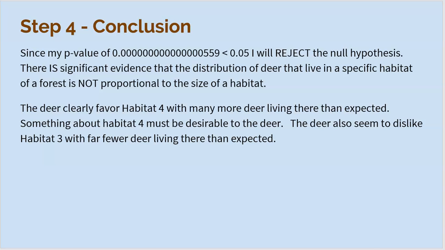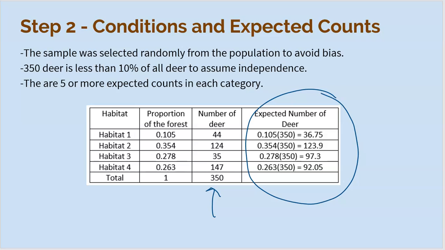If you go back and look at the numbers, deer clearly favor habitat 4, with many more deer living there than was expected. Something about habitat 4 must be desirable to the deer. Maybe there's a good source of food there or a stream with fresh water. The deer also seem to dislike habitat 3 with far fewer deer living there than expected. Maybe habitat 3 just had a big fire and there's not anywhere nice to live, no place to take cover. There's a big forest fire there. Who knows? But if you actually go back and look at the data, you could see that habitat 4 had way more deer living there than were expected. Habitat 3 had way less than expected.